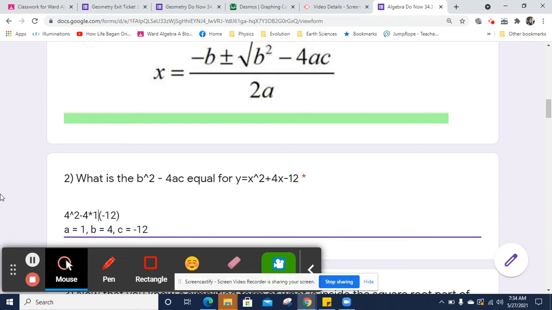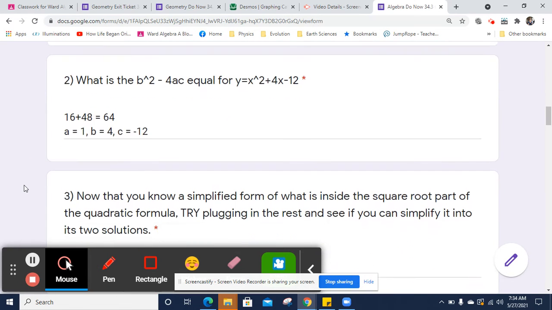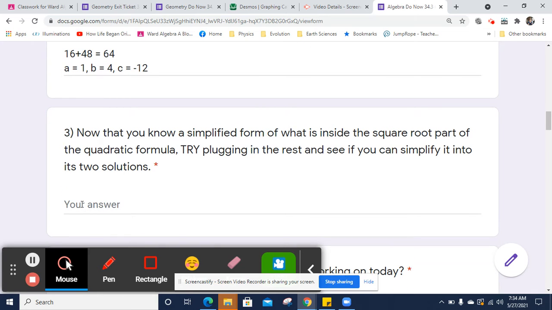Okay, once I use parentheses, I don't need that. So we're going to start simplifying. 4 times 1 is just 4. 4 times negative 12 is negative 48. And 4 squared is 16. And 16 minus 48 is 16 plus 48. That equals 64, which is conveniently a perfect square since that's going to be inside a square root. I'm going to use that in the quadratic formula, so just note that inside the square root is a 64.